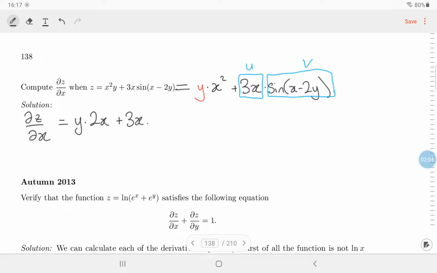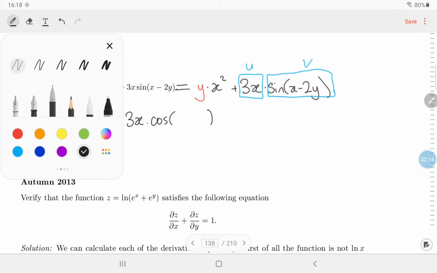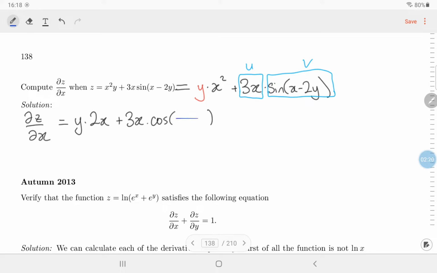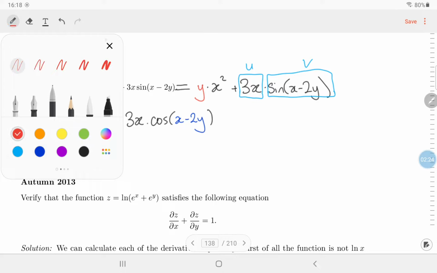The derivative of sine of x is cos of x, but this is sine of something a bit more complicated. So we have to use the chain rule. So the chain rule says differentiate the outside function. The outside function here is sine of x, and the derivative of sine of x, as we said, is cos of x. Now the chain rule says evaluate that at the inside. So evaluate at x minus 2y, and now multiply by the derivative of what's inside.